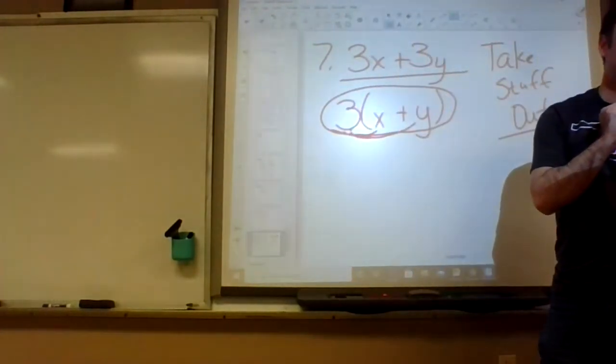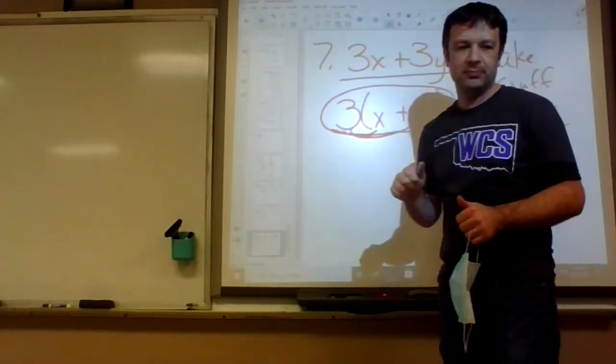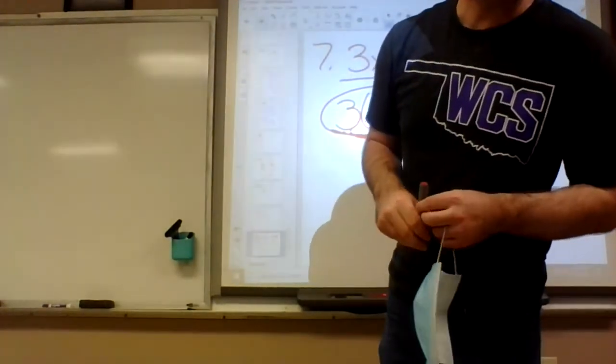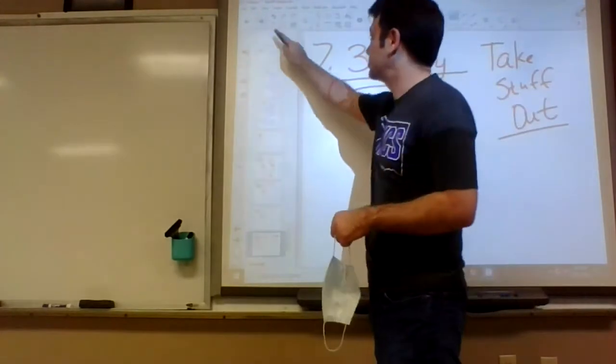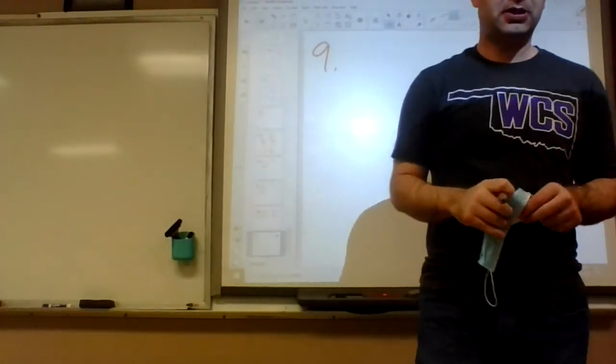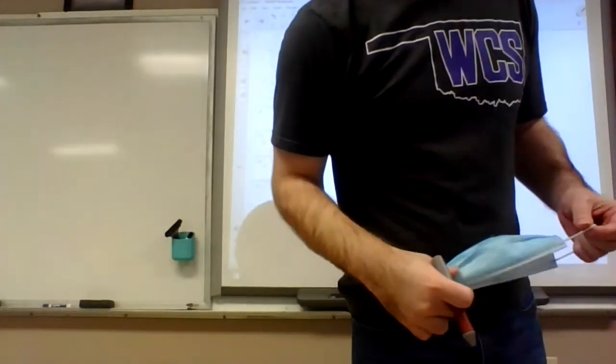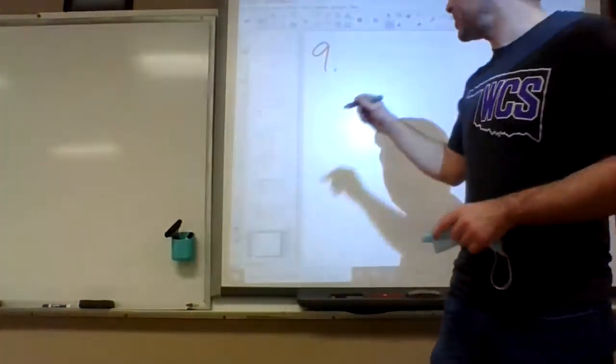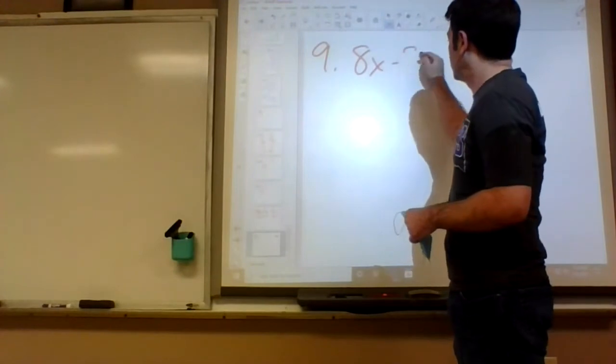So on 8, would it be 8 cubed, parentheses x plus y? On 8, what comes out of both of those? A. A, parentheses x plus y. Okay, 9, what comes out of both of those? 8x minus 32y. 8 does.